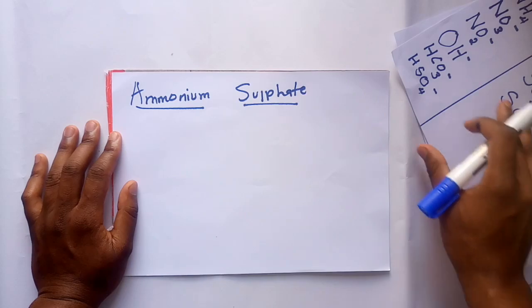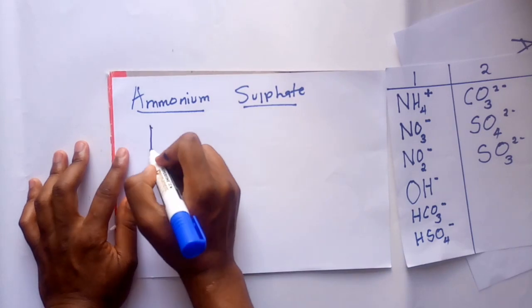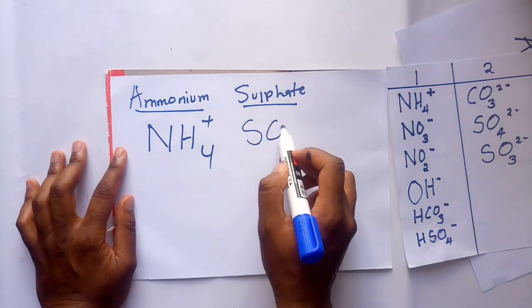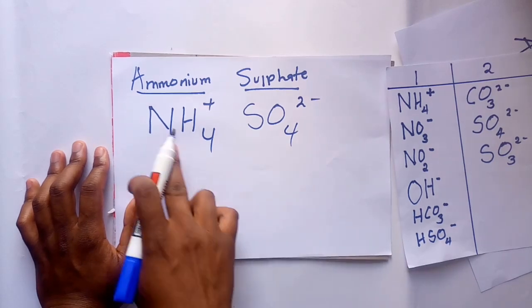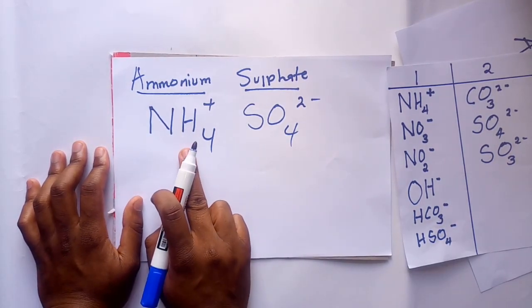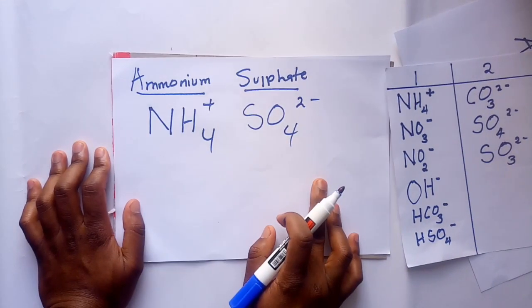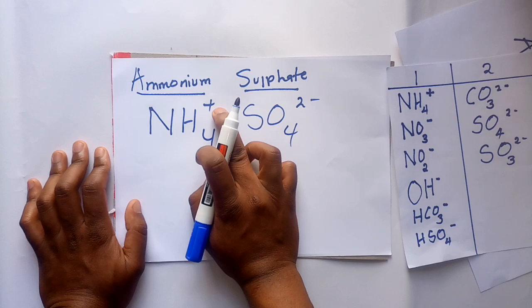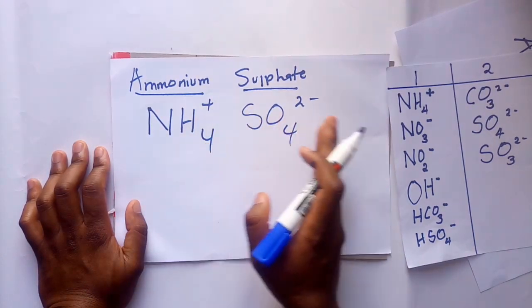So we have ammonium sulfate. Ammonium is written as NH4 positive, sulfate SO4 2 negative. Now, this one is a polyatomic ion. And why have I written it on this side, and all the others I was writing on this side? Because ammonium is a positively charged ion. It is a cation. It behaves as a cation. Therefore, all cations are always written on the left side and their anions on the right side.